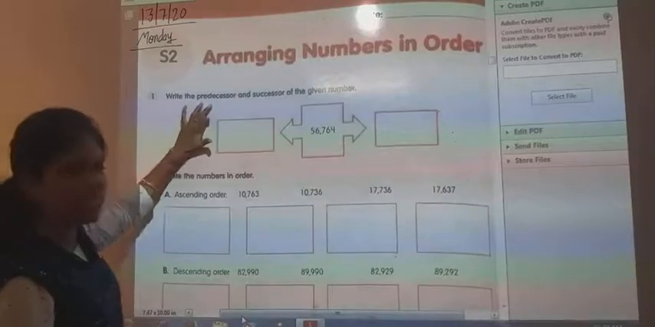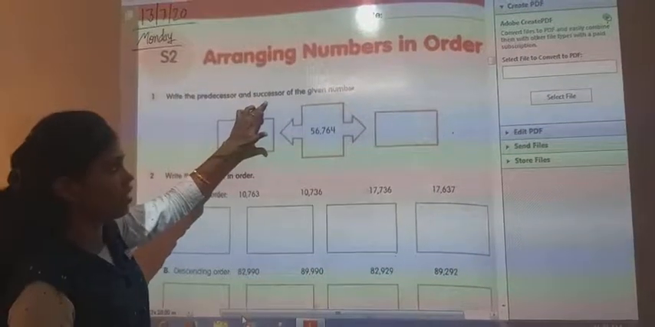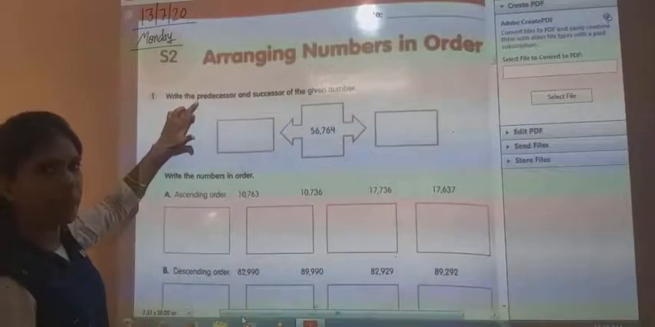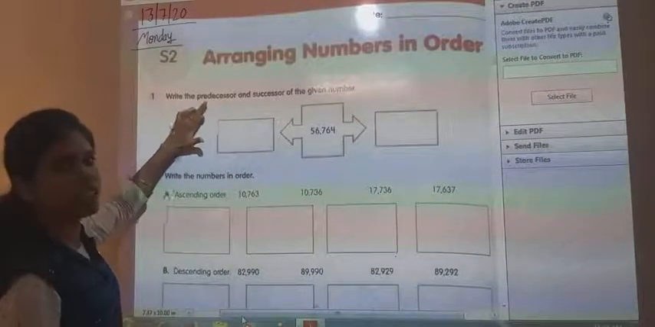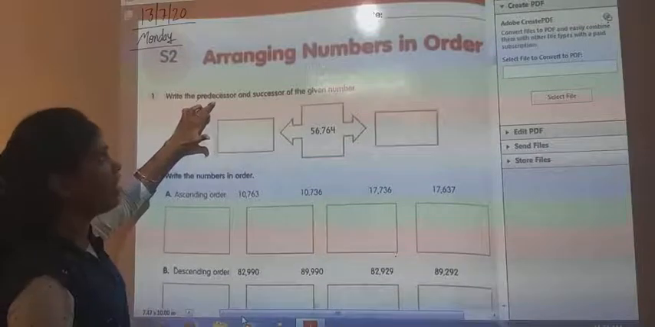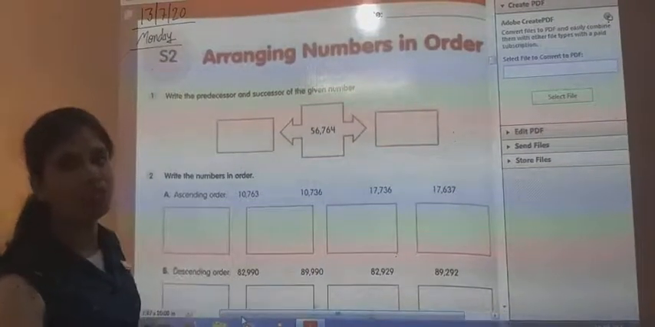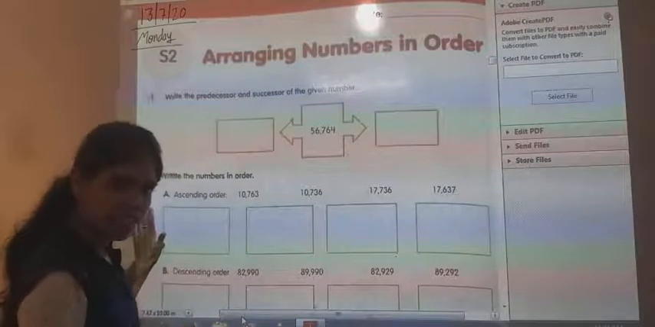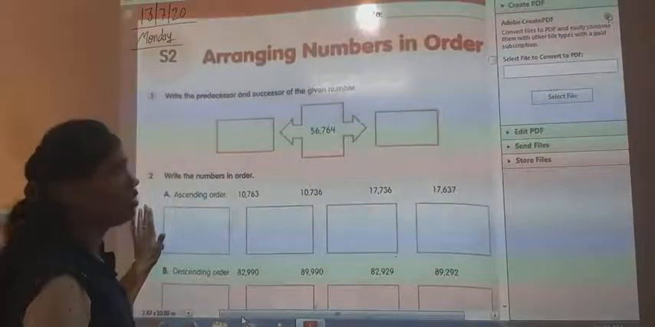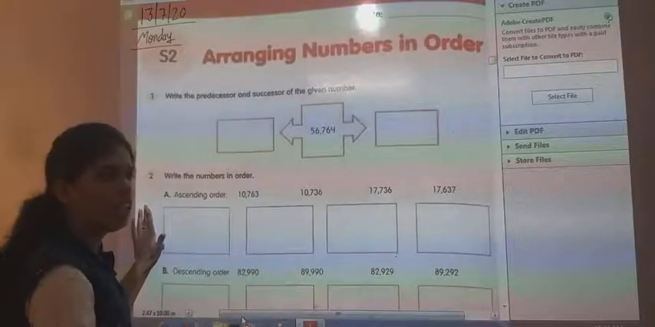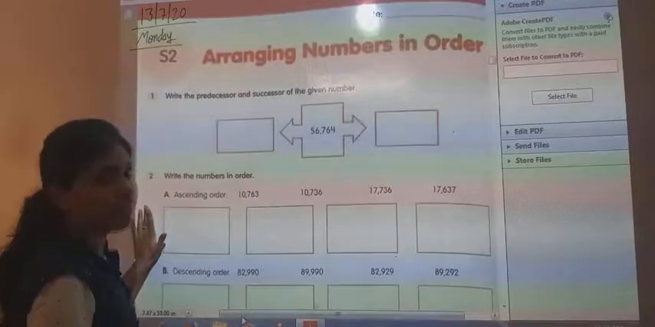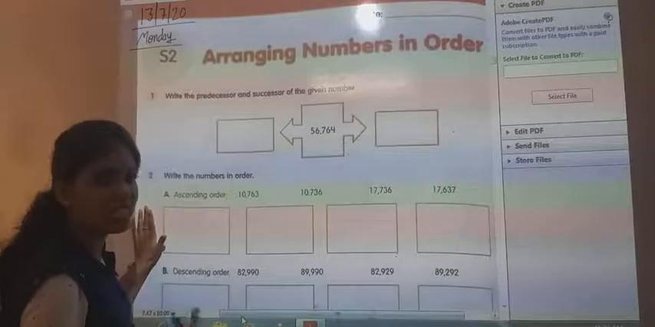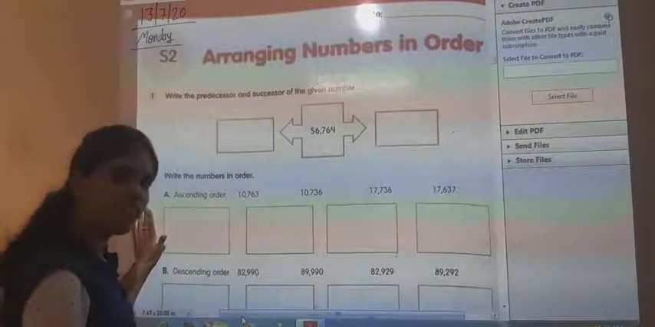Write the predecessor and successor of the given number. Predecessor. What is the meaning of predecessor? Yes, predecessor means just before a number. That means we will subtract one from the given number.